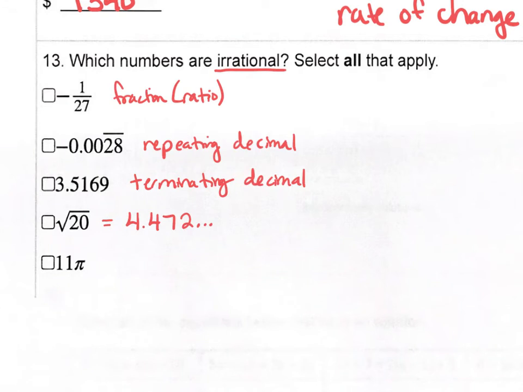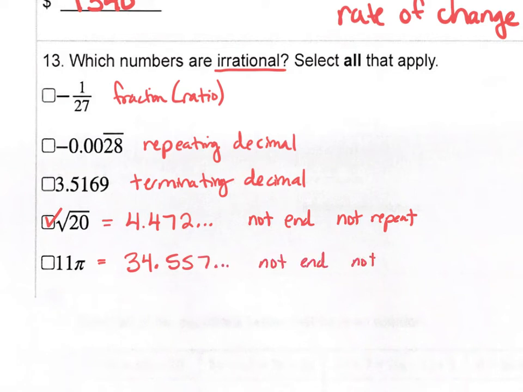4.472... It just keeps on going. It does not end. It does not repeat. If it's a decimal that does not end and does not repeat, then it is irrational. 11 pi is a decimal, 34.557... It does not end. It does not repeat. So it is an irrational number.